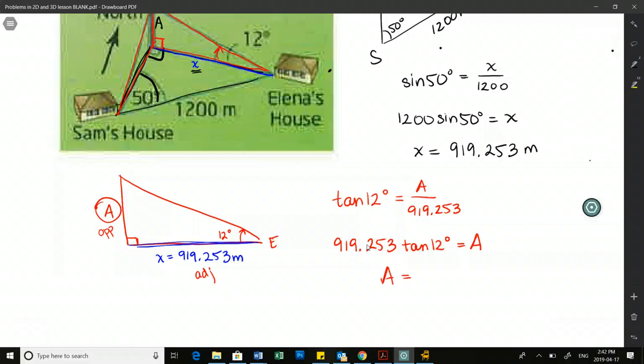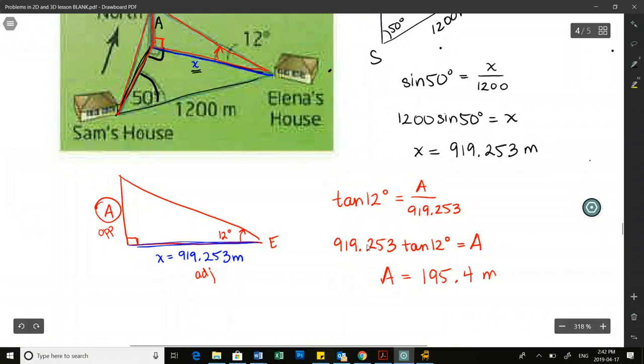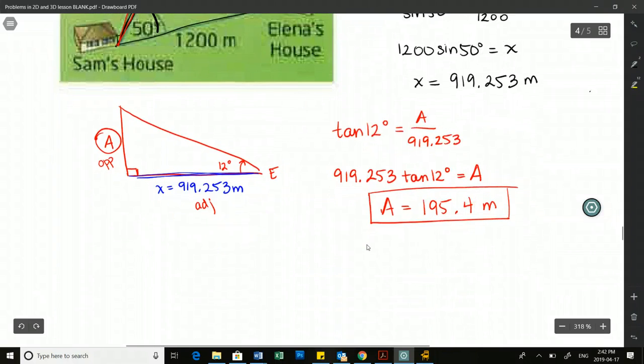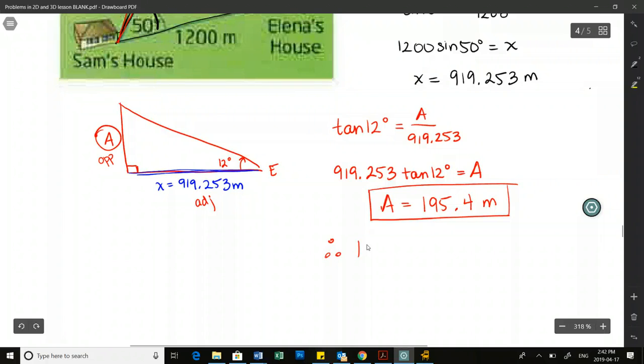Okay, what did you guys get? 195? Okay, so can we say 0.4? The height of the antenna is 195 meters. Right.